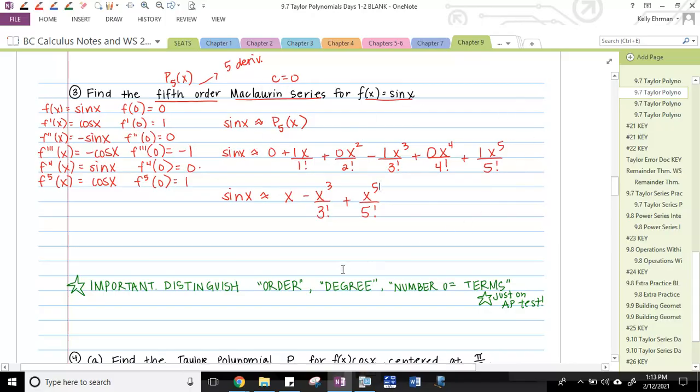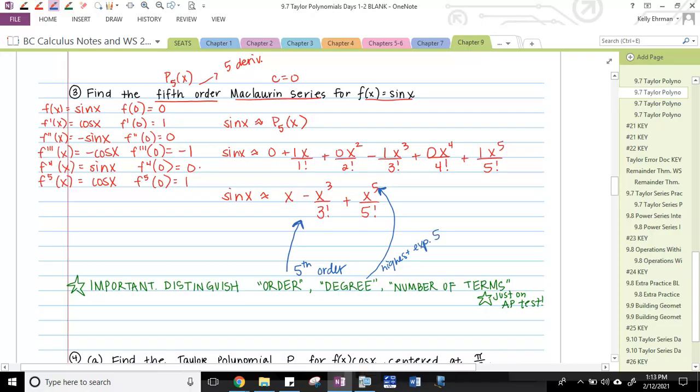On the AP test, you'll see this terminology: order, degree, number of terms. So we have a difference between all of these things. Let's just take a look at that last example. What was the order of that Maclaurin series? It was a 5th order. What's the degree of the polynomial? The degree is the highest exponent, which in this one also happened to be 5. So highest exponent 5, so degree 5.